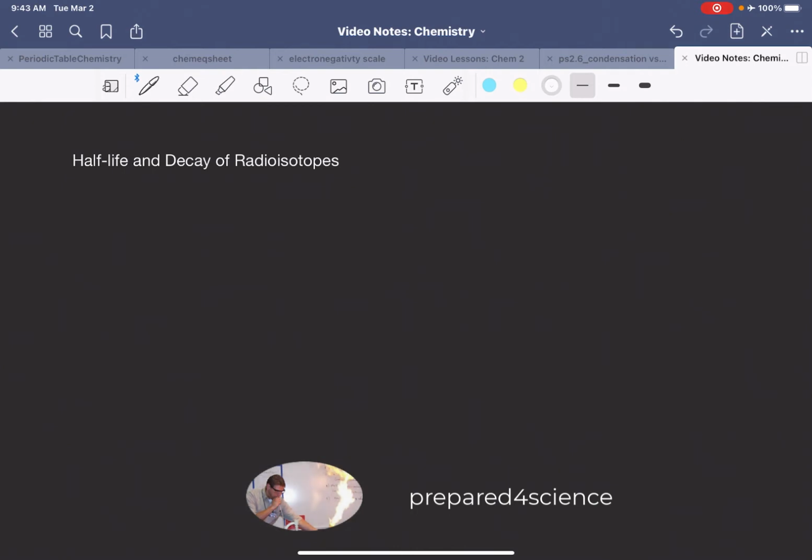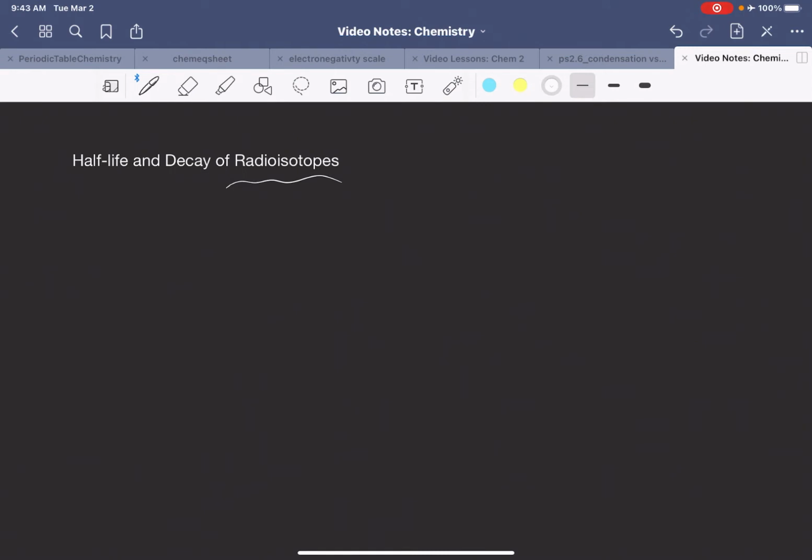Radioactive isotopes, half-life. So, a radioisotope, let's just jump into this lesson. A radioisotope just refers to an element that is radioactive. Radioactive elements. Okay, so to a degree, we could think pretty much everything on the periodic table would have some sort of radioactive isotope, for the most part.